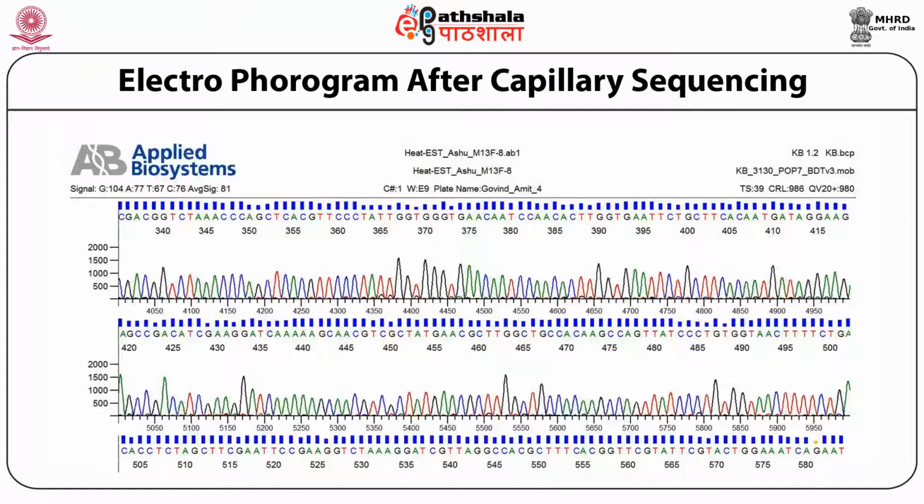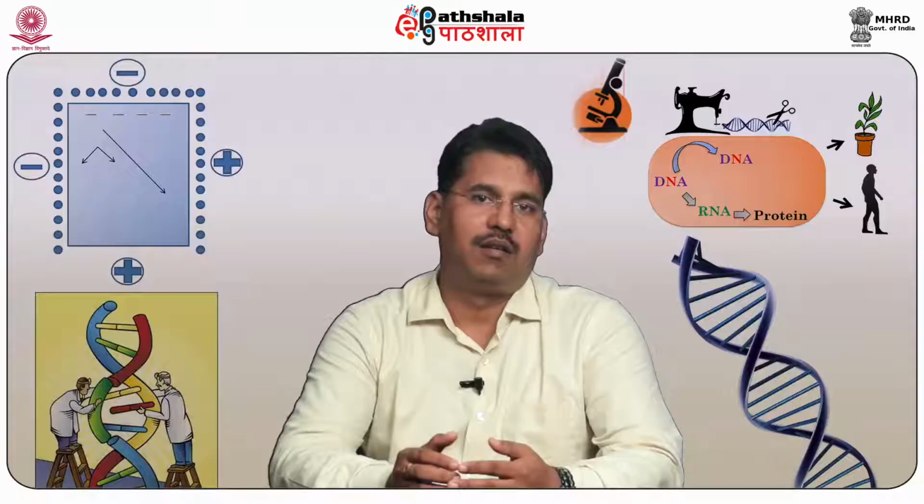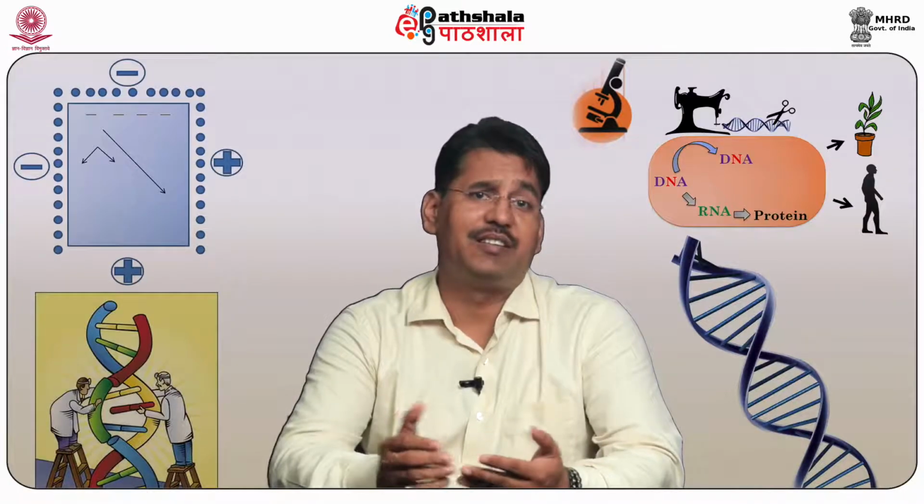So in this electropherogram, you can see different colors. These are pseudo colors which are assigned by the computer program for sequencing. The advances in DNA sequencing have been greatly enhanced by fluorescent dye labeled terminators, cycle sequencing, capillary electrophoresis, and fluorescent imaging by CCD cameras. Cycle sequencing.